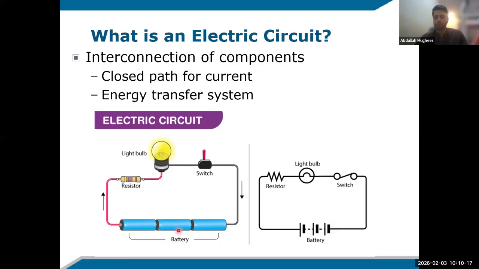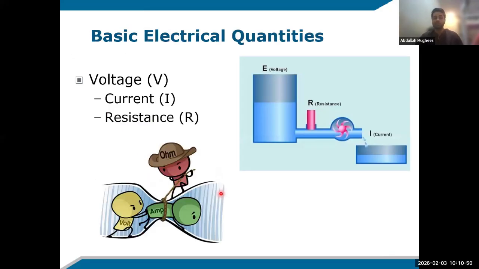If the power source is a battery, one terminal of the battery is connected to a couple or many components, and the other terminal of the battery is also connected to these components. So that is a complete electrical circuit. It must have a closed path: the path opens from this point and goes all the way to the other point, so it is overall a closed circuit. Once there is a closed circuit, we can have energy transfer from the power source to these individual components. So that is an electrical circuit.